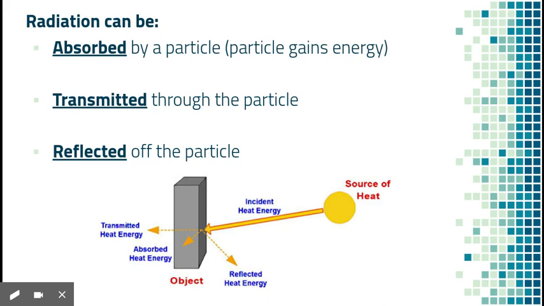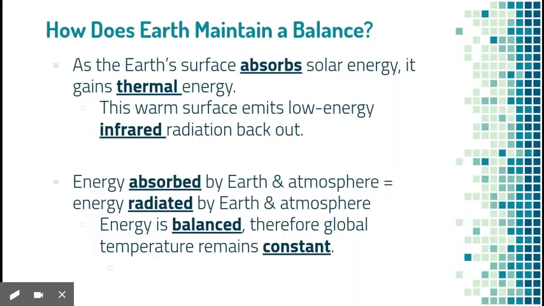But here it's particularly important when you're talking about climate change and the sun's radiation that hits the Earth. So when the sun radiates radiation to the Earth, it will either be absorbed, transmitted, or reflected. The surface of the Earth absorbs energy. Actually, the lithosphere, the Earth, will absorb the energy, and it gains thermal energy from that absorption. It becomes hotter. That's what that means.